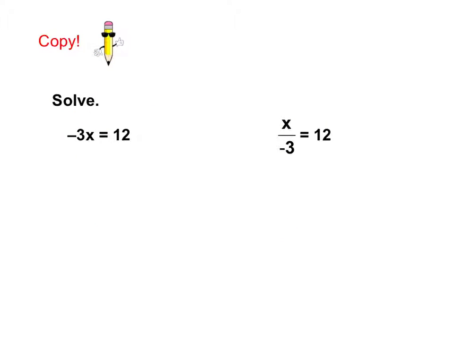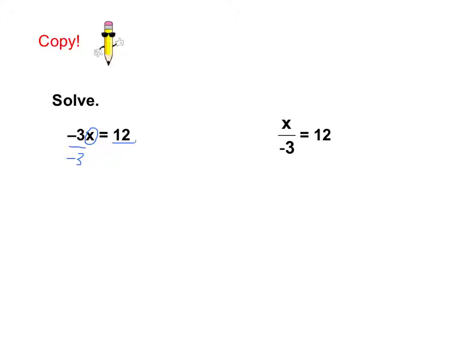Go ahead and pause the video and copy down the following equations. Now we're going to do the same thing we did last time, which is to rescue the variable. This time the enemy is the one that's being multiplied or divided by the variable. So to eliminate the negative 3, which is being multiplied to x, we're going to use division, because division is the inverse operation. Now instead of multiplying by negative 3, I'm going to divide by negative 3.